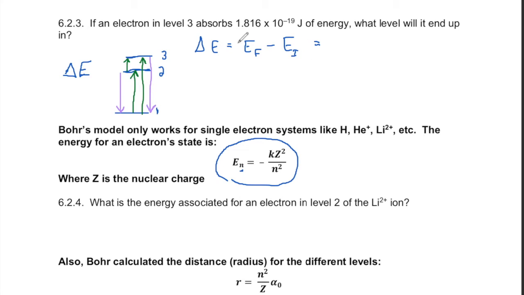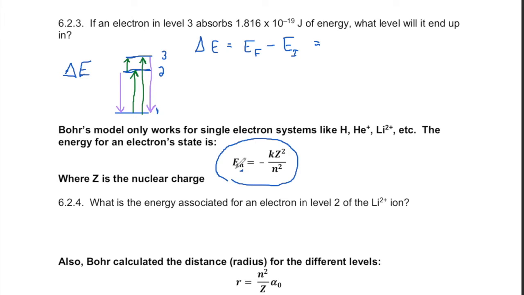Just like delta T in chapter 5 was the final temperature minus the initial temperature, the change in energy is the final energy minus the initial energy. And if delta E is negative, that would be like these purple arrows where the energy is going down. If delta E is positive, that's some of these green arrows where the energy is going up.